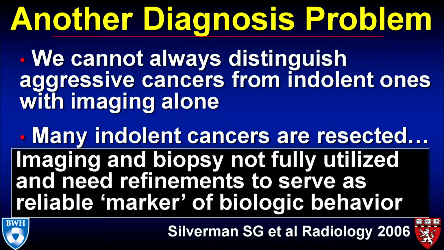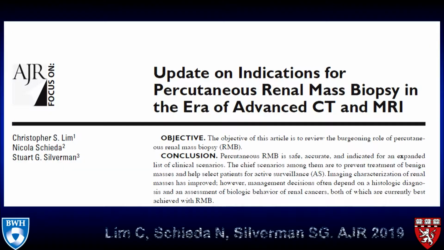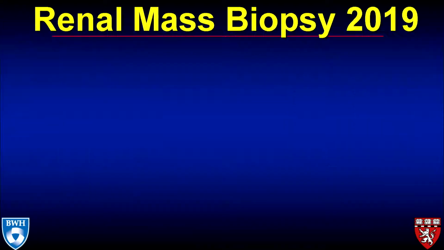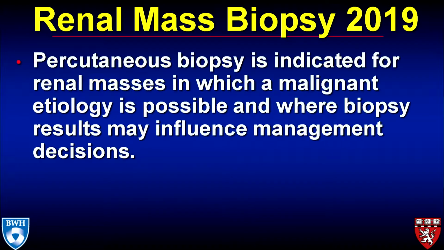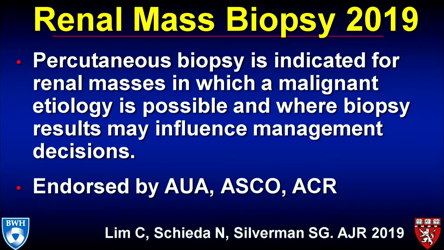But this is a larger problem. It's not necessarily an imaging-only problem. There are studies on urine biomarkers, on looking at the biopsy specimens, and at molecular genetics. So there's a lot of work being done in this space. With respect to biopsy, we reviewed the indications for a biopsy in our paper this year at AJR. It is now accepted and recommended when a malignant etiology is possible and where biopsy results may influence management decisions. This is fully embraced.